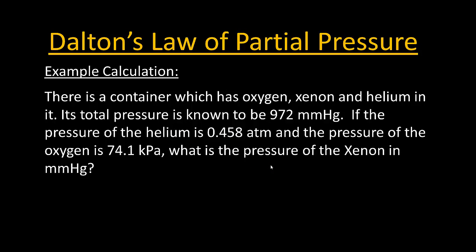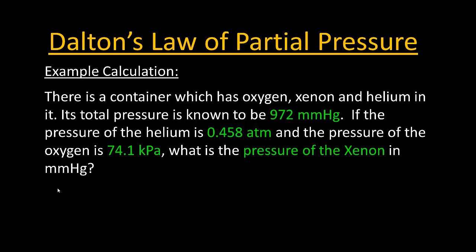Now let's do an example calculation. There's a container which has oxygen, xenon, and helium in it. The total pressure is known to be 972 millimeters of mercury. If the pressure of helium is known to be 0.458 atmospheres, and the pressure of oxygen is 74.1 kilopascals, what is the pressure of the xenon in millimeters of mercury?